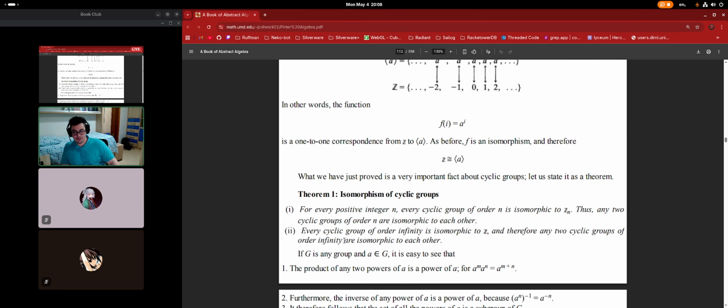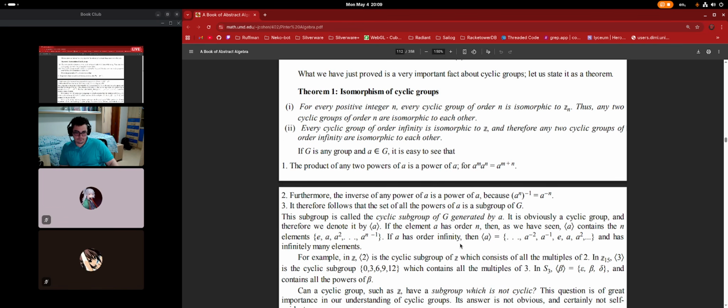And then it goes, every cyclic group of order infinity is isomorphic to the integers, and therefore any two cyclic groups of order infinity are isomorphic to each other, for the same argument, right? And I think this is very cool because it makes so much sense, right? If you have two things and they can go to something that is the same, then you can go from one to the other, right? That's cool.